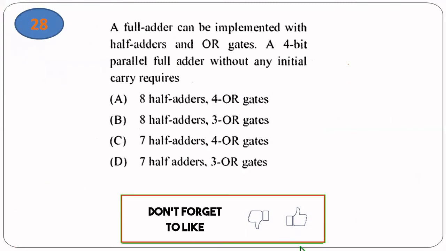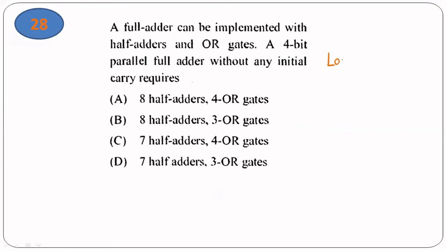Next, this question is from the subject logic design. It is given that a full adder can be implemented with half adders and OR gates. So if we have to make a 4-bit parallel full adder without any initial carry, then how many adders are required? For this we actually require 7 half adders and 3 OR gates. So we require 7 half adders and 3 OR gates.